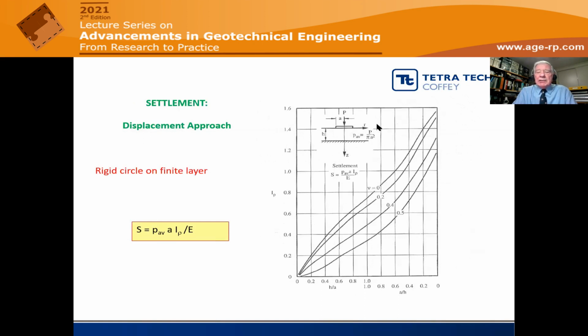Here's another set of theoretical solutions. In this case, settlement is the average pressure times the radius of the circular footing times an influence factor divided by modulus, where the influence factor here depends on Poisson's ratio and also on the relative thickness of the soil layer.